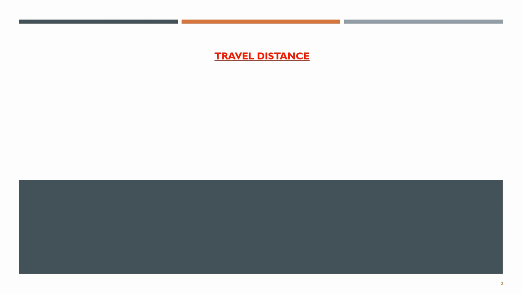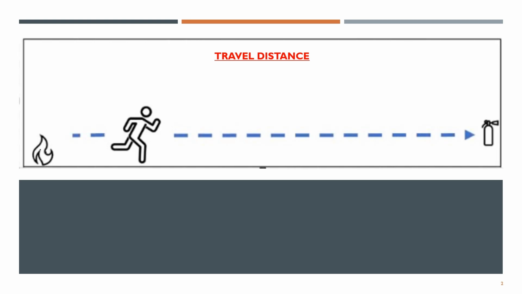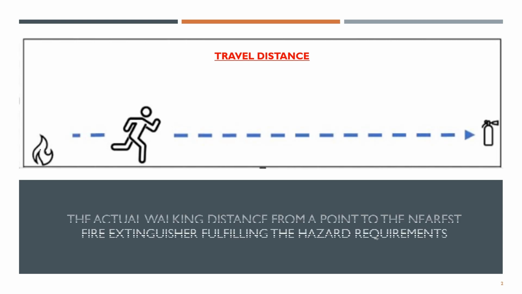Before we start, we shall again go through the travel distance definition as per NFPA 10. Travel distance is nothing but the actual walking distance from a particular point to the nearest fire extinguisher fulfilling the hazard requirements. This is the most important definition you need to remember, because travel distance is also one of the criteria in order to locate the fire extinguisher.